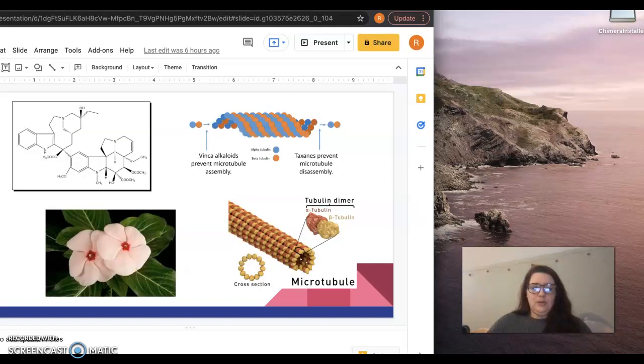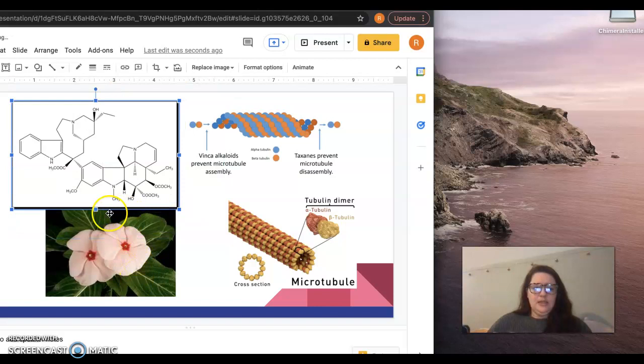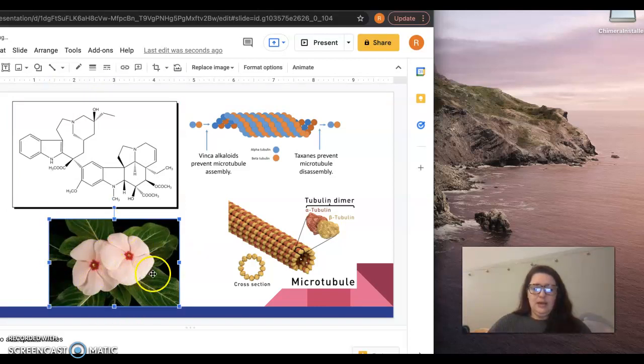And then on this last page that I have here is the molecular structure of Oncovin. Let me just try and make it a little bit bigger. It's a pretty big molecule, so you can just kind of see that. And then this is the periwinkle flower that the Oncovin is made from. So I just wanted to include that so you can kind of see where it basically originates from.